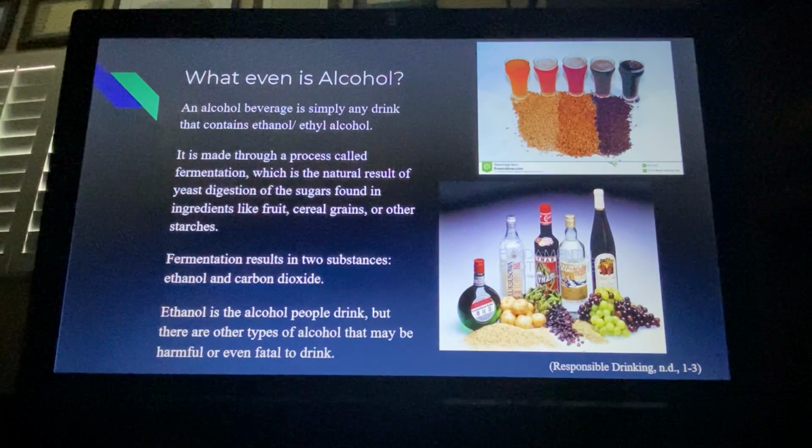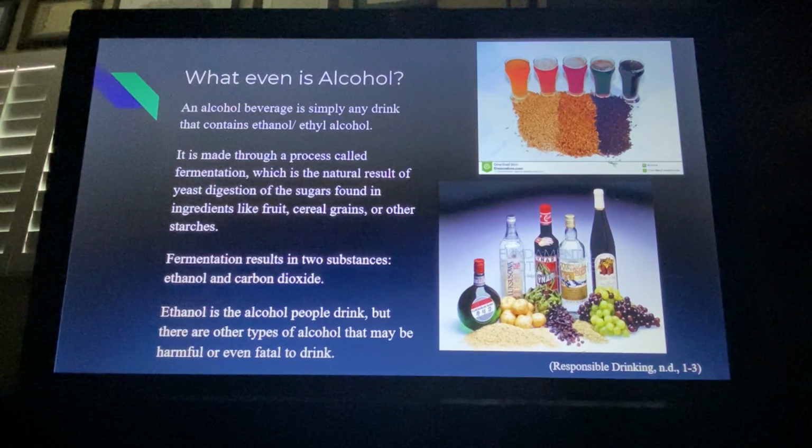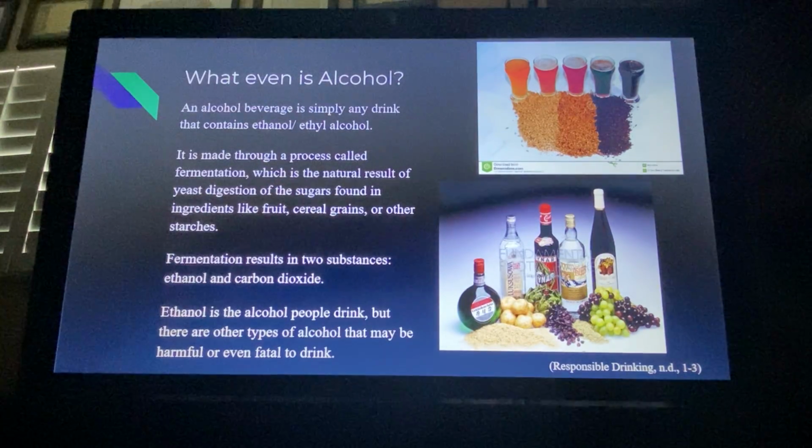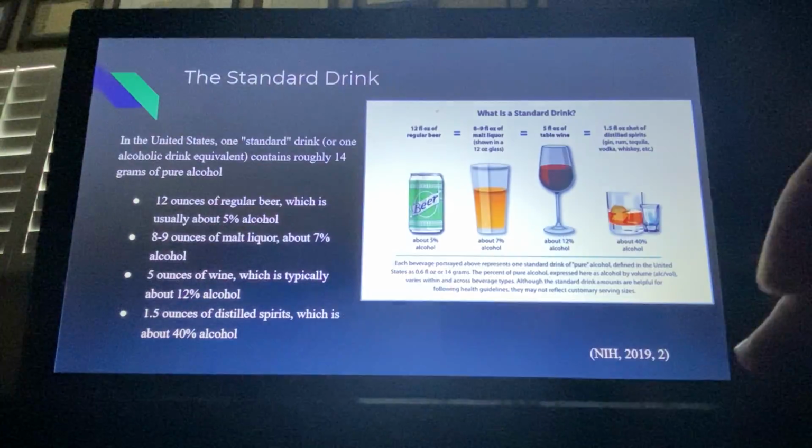Okay, so I wanted to start with what alcohol is. It's basically any beverage that contains ethanol or ethyl alcohol. This is made through a process called fermentation, which combines yeast and any type of sugar. Usually, alcohol is made with grains or fruits, and this results in two substances, ethanol and carbon dioxide. Ethanol is actually the alcohol that people drink. There are different types of ethanol, but if you drink any other type, you're most likely going to die. This is the one that we call alcohol.